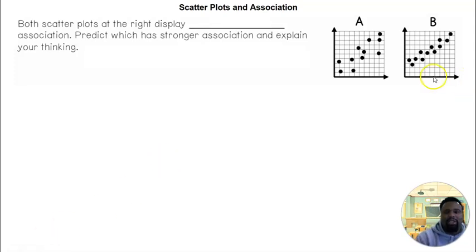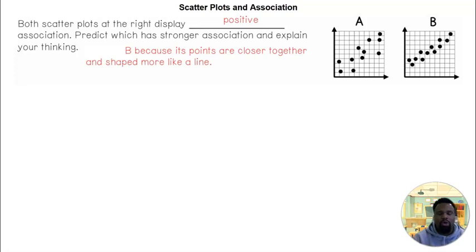Let's look at these scatter plots here on the right. So both of these show positive association or positive correlation here. All right. And so which one has the stronger association? When you want to look at the strength of your correlation, look at how close together the points are. The closer they are together, the stronger the correlation. The more spread apart they are, the weaker the association. So point B is closer than point A. So graph B will have a stronger correlation than graph A.